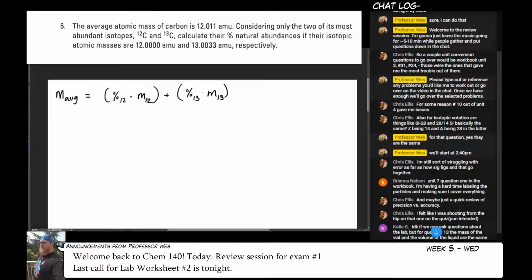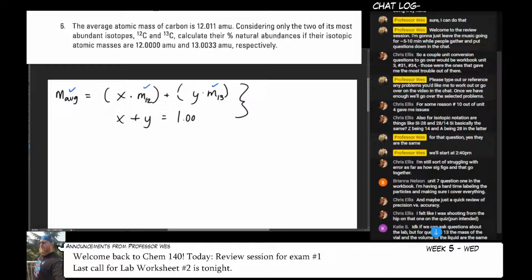Okay, and the numbers that we know, so we know the average mass of carbon. It says right there, 12.011. And we know the mass of 12 and 13, but we don't know the percentages. So I'm going to replace those with variables that we're going to solve with. Oops, that's the eraser. Hold on. And I know that if I have two things that are percentages, they have to add up to 100%, right? So now we're going to have to solve for x and y in this system of equations.